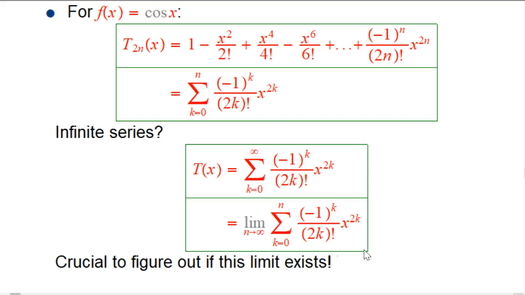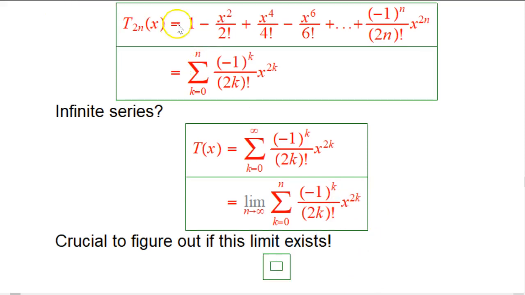And more subtly, if you've worked at all with infinite series of numbers already, and I'm not assuming you have, this is a little more interesting than that even, because this is something that depends on the x. It's really a whole family of infinite sums.